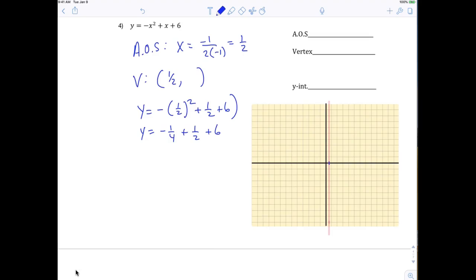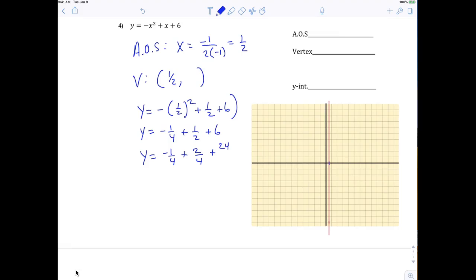Now the way I want you to do is just get common denominators. All right? So y is equal to negative 1/4. 1/2 is how many fourths? 2/4. Now the hard one. 6 is how many fourths? 24 fourths. Does everybody agree with that?